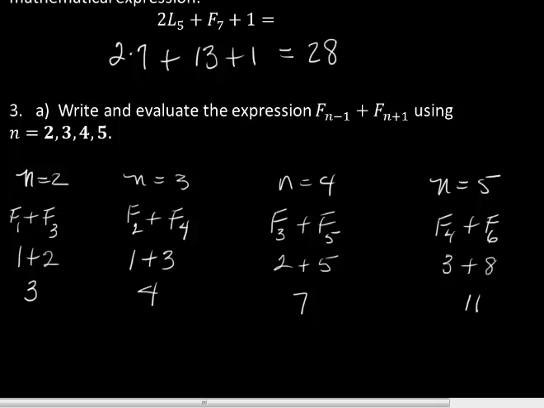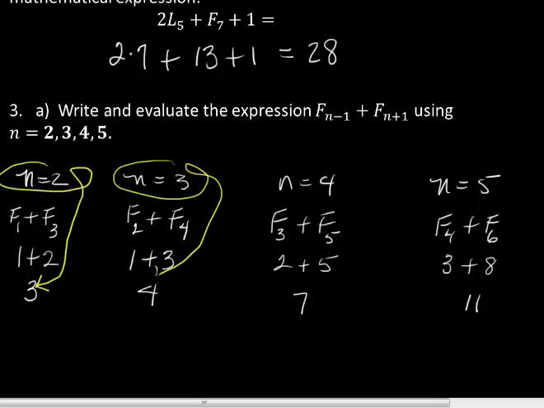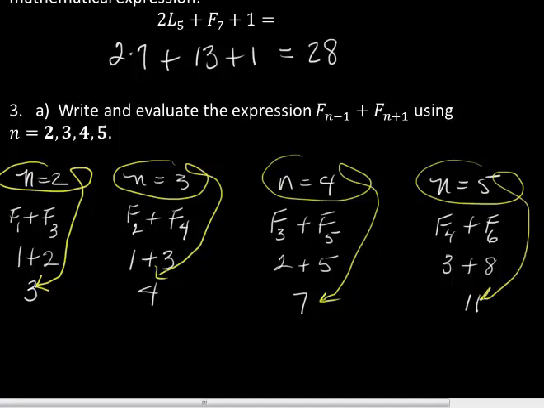But remember, we're looking for a pattern. If you look at part B, you'll see we're going to ask for a pattern. So let's find that pattern now. When n was 2, I got 3. When n was 3, I got 4. When n was 4, we got 7. When n was 5, we got 11.